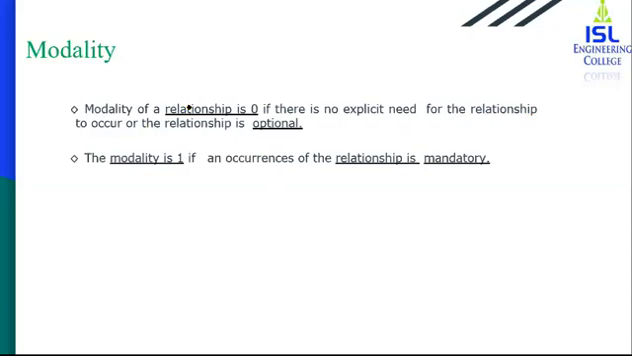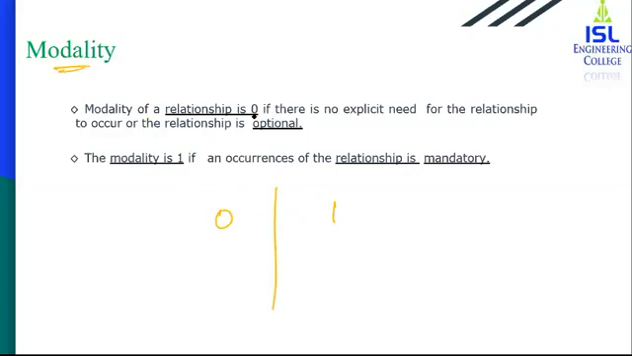The next is modality. Now, cardinality does not provide an indication of whether or not a particular object can participate in a relationship. For that purpose, we have modality. Within this modality, you're going to have two values. You're going to have either the value 0 or the value 1.